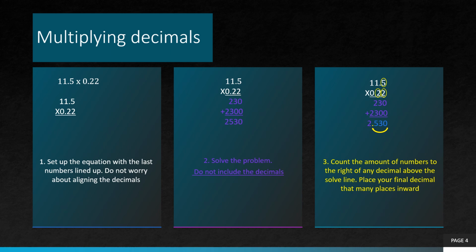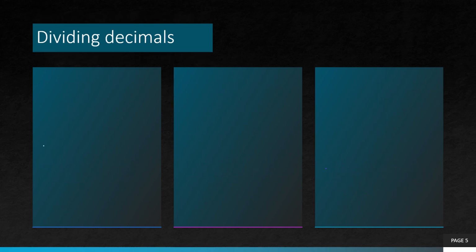So that's the only real change when you're multiplying with decimals. And that's a big change to remember because that is one of the main things that helps us out with our next set, which is dividing decimals.